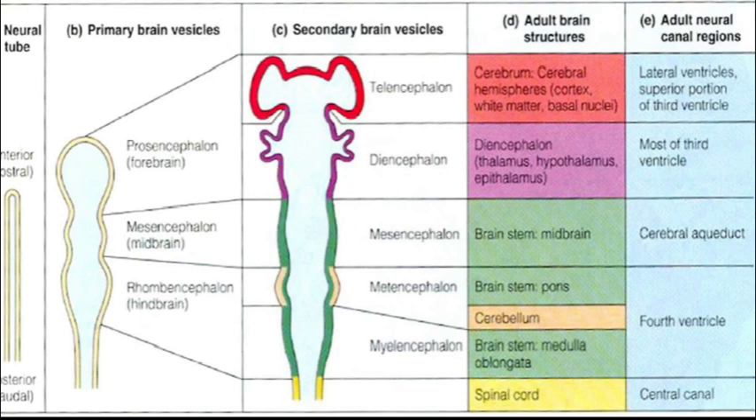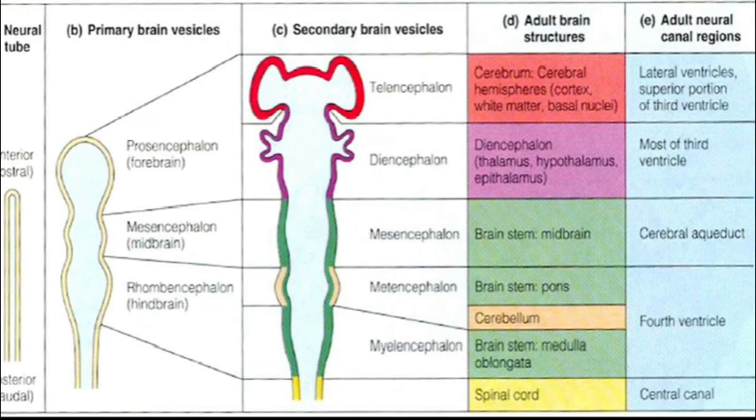You can see the prosencephalon, the mesencephalon, and the rhombencephalon. Right there also you can see the 5 secondary brain vesicles. That's the prosencephalon differentiating there, and it differentiates to give you the telencephalon and the diencephalon.